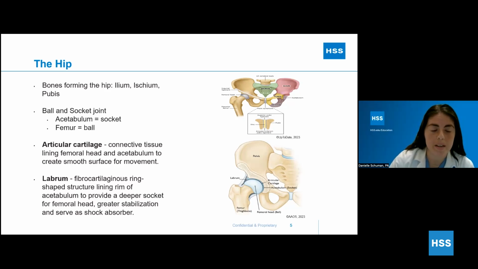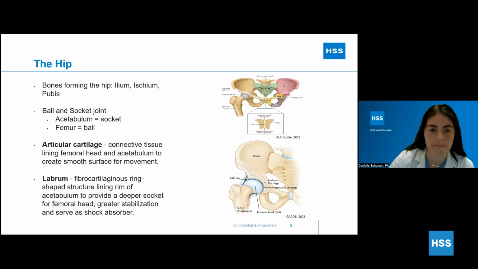The labrum is a fibrocartilaginous ring-shaped structure which lines the rim of the acetabulum, so the socket. It serves to provide a deeper socket for the femoral head, greater stabilization, and serve as a shock absorber to the hip joint. It also provides a sealing rim around the joint to facilitate lubrication and resistance to joint distraction. It's innervated by 2 nerves, so if it's injured, it can be a source of pain as well as clicking in the hip joint.